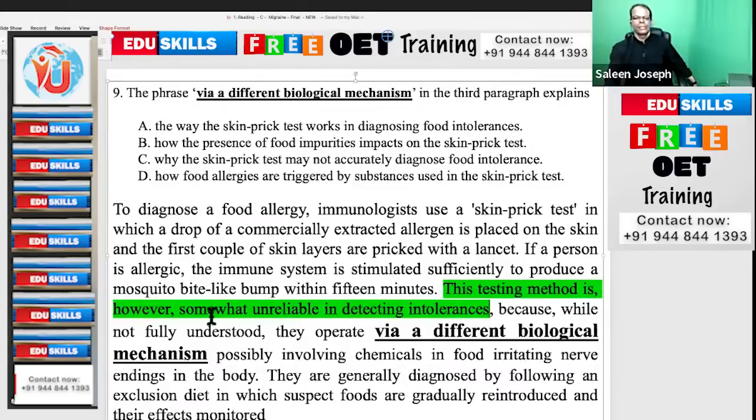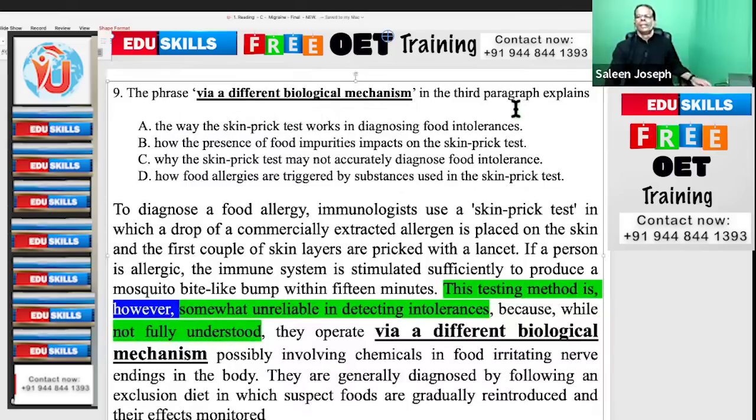Okay, this testing method is, however, somewhat unreliable in detecting intolerances. Yeah, contrast is there. That's one thing. What comes after the contrast is very important. Somewhat unreliable in detecting intolerances. Is there something similar to that? Because while not fully understood, they operate. While not fully understood, again, is what they say. Without understanding anything, can you connect it with any of the options?